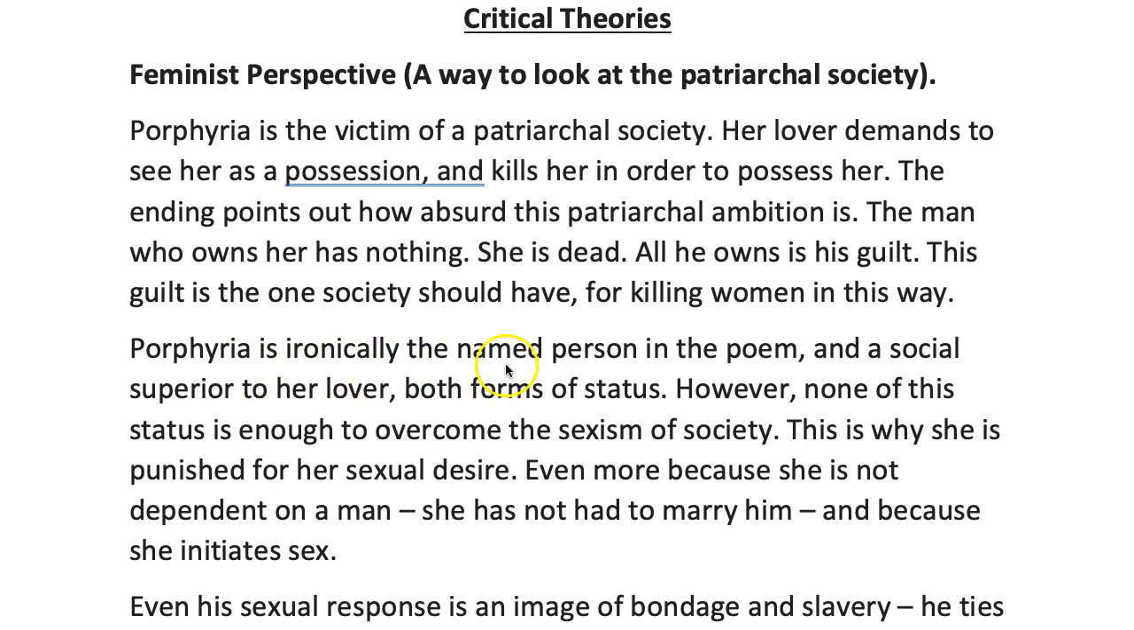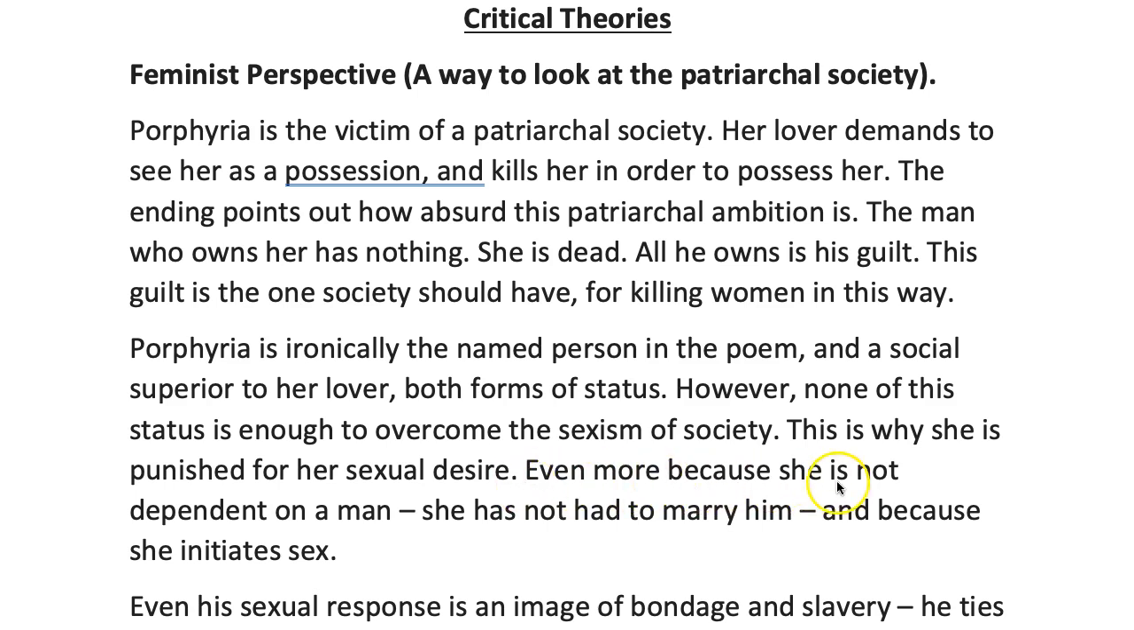Porphyria is ironically the named person in the poem and a social superior to her lover, both forms of status. So Browning shows his patriarchal message by not naming the male and only naming the female. In other words, to point out that she's better than him and should be judged as better, but she can't be because she's female. However, none of this status is enough to overcome the sexism of society. This is why she's punished for her sexual desire. So this is him symbolically saying society does not allow sexual freedom to women.